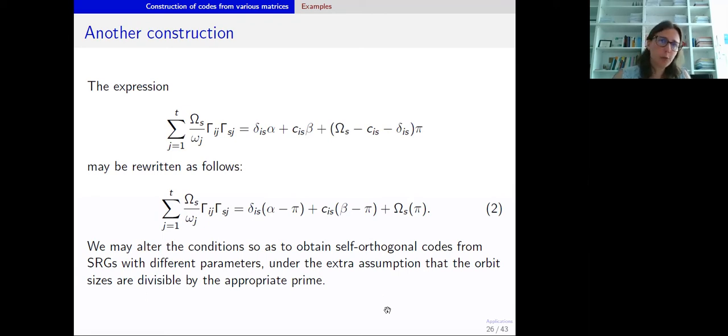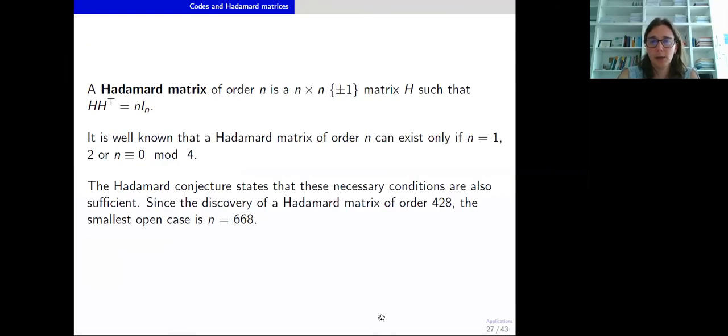So this shows you how you actually have so much freedom in choosing strongly regular graphs. You have a lot of parameters satisfying this divisibility condition, and you can try to construct as many linear codes as you can.